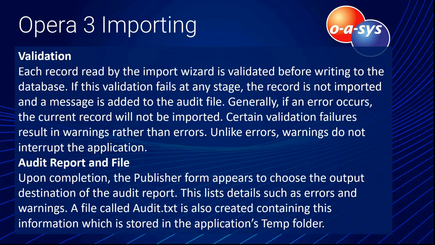It's important to mention validation, because each record read by the import wizard is validated before writing it to the database. If this validation fails at any stage, the record is not imported and a message is added to the audit file. Generally, if an error occurs, the current record will not be imported. Certain validation failures result in warnings rather than errors. Unlike errors, warnings do not interrupt the application. Audit report and file: when this is completed, the publisher form appears and asks you how to output the destination of the audit report.